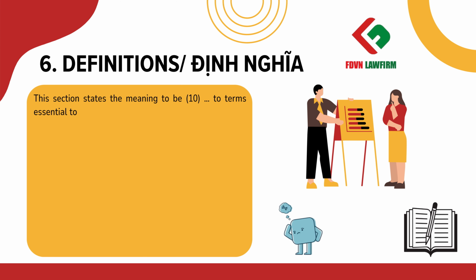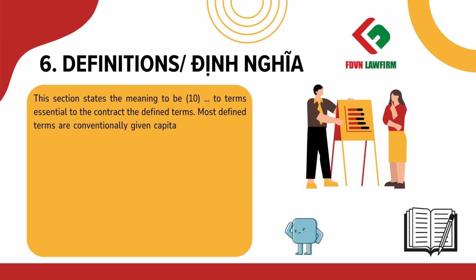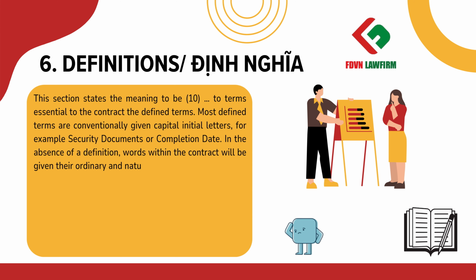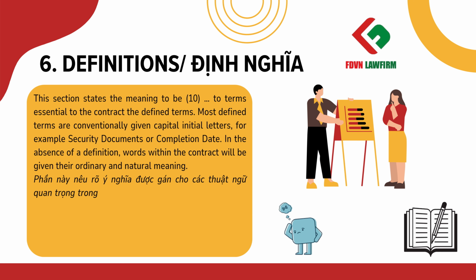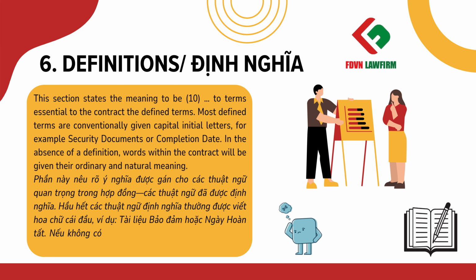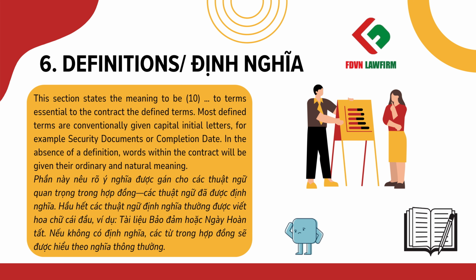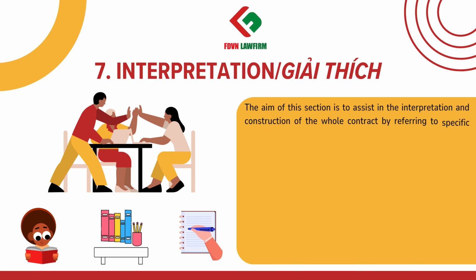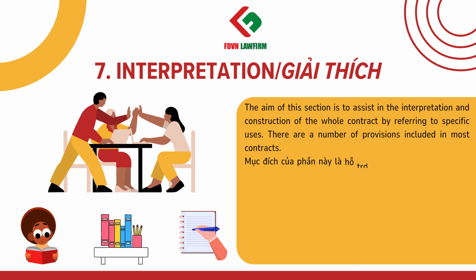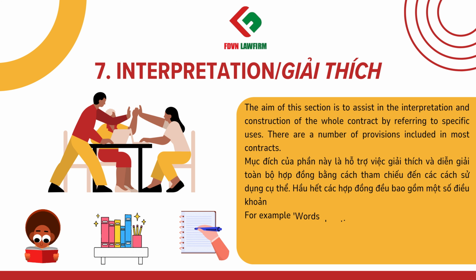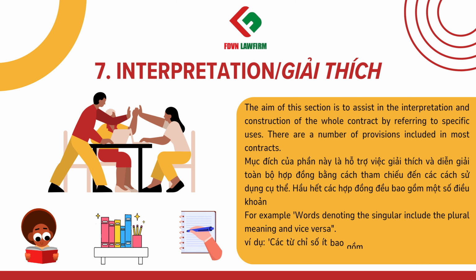6. Definitions. This section states the meaning to be attributed to terms essential to the contract, the defined terms. Most defined terms are conventionally given capital initial letters, for example "Security Documents" or "Completion Date." In the absence of a definition, words within the contract will be given their ordinary and natural meaning. 7. Interpretation. The aim of this section is to assist in the interpretation and construction of the whole contract by referring to specific uses. There are a number of provisions included in most contracts. For example, words denoting the singular include the plural meaning and vice versa.